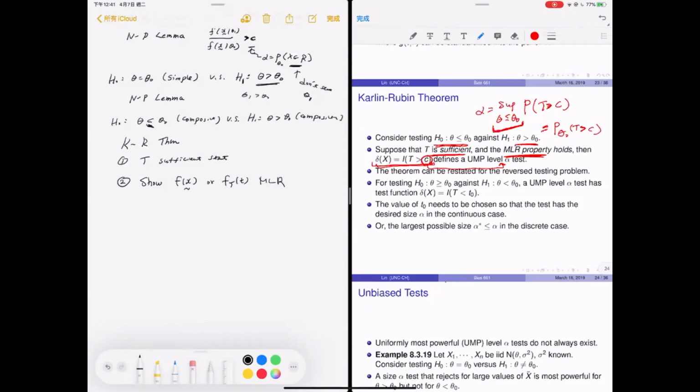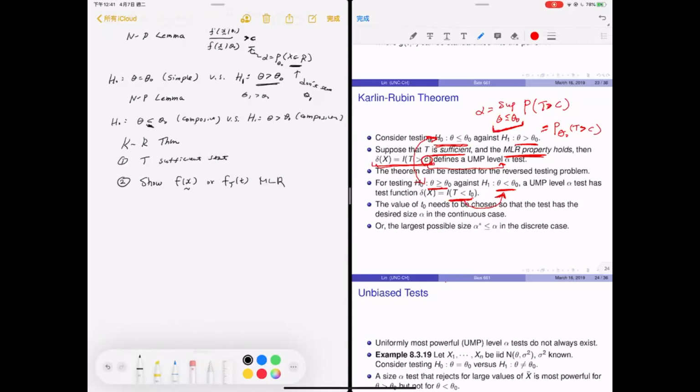Of course, if the direction of the inequality switches, for example, your alternative is smaller than but your null hypothesis is bigger than, then you switch your sign right here. Again, I always said you just follow the direction of the alternative. You will get the right answer.